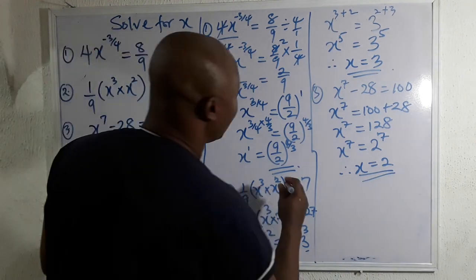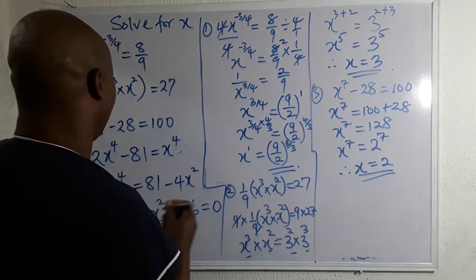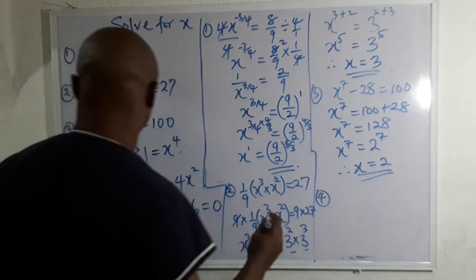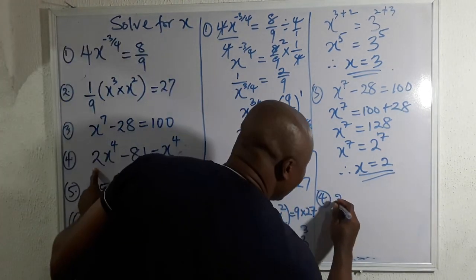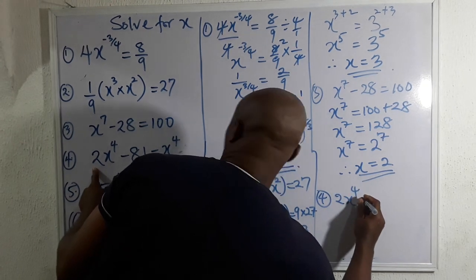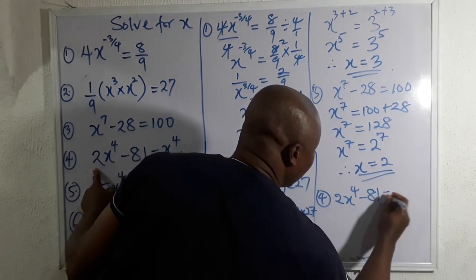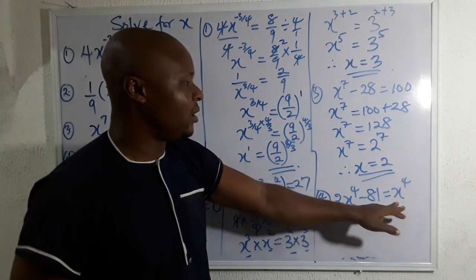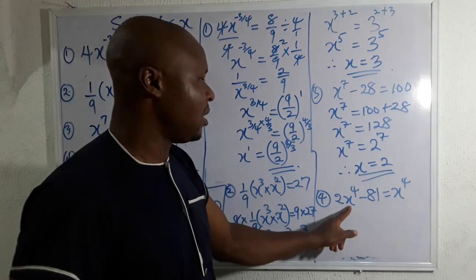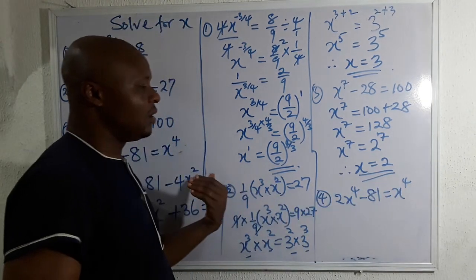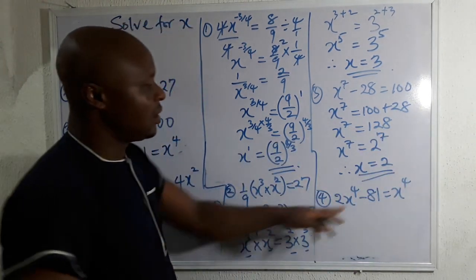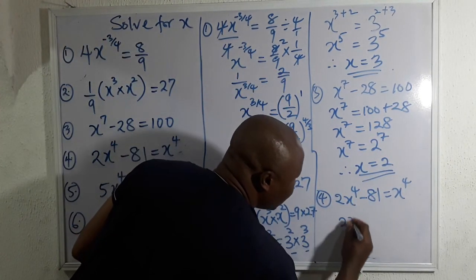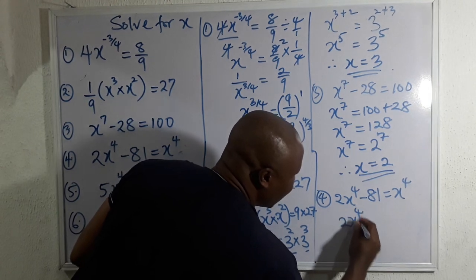So then question number 4 is 2x raised to power 4 minus 81 is equal to x raised to power 4. So we simply group all the terms having x raised to power 4 to the left hand side, and we'll move the constant minus 81 to the right hand side. So that will become 2x raised to power 4.